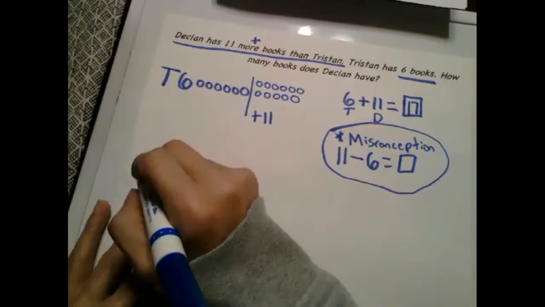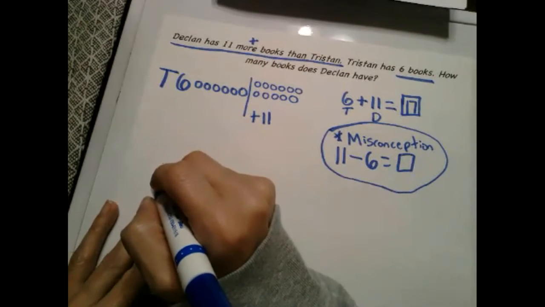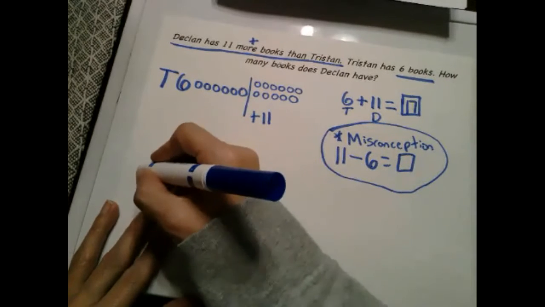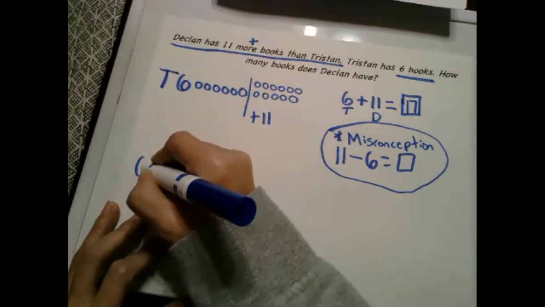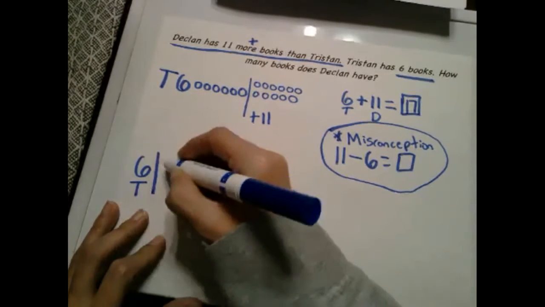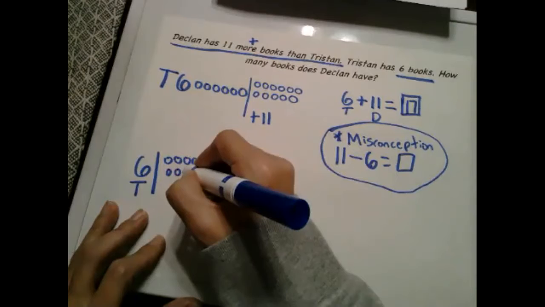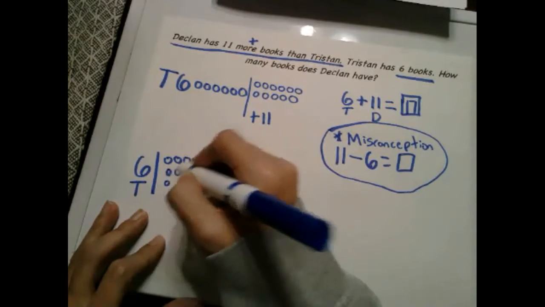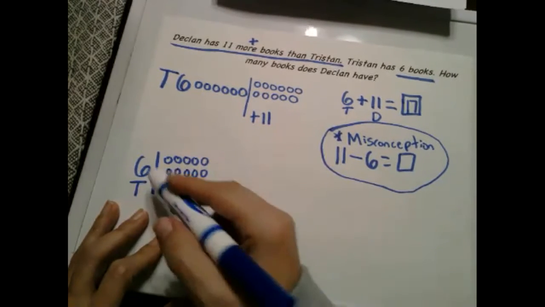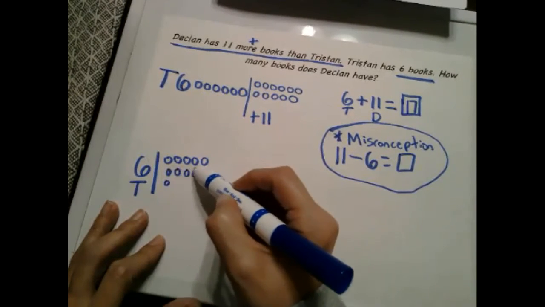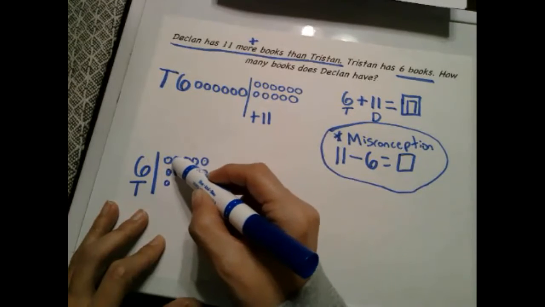Let's look at another way you could have solved this problem. If I know that Tristan had 6, I could have simply used my counting on strategy, which is similar to the first one we did. 6, 7, 8, 9, 10, 11, 12, 13, 14, 15, 16, 17.